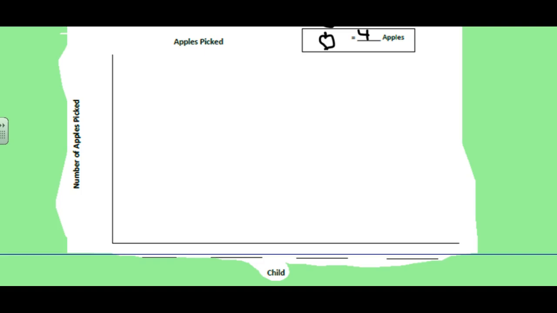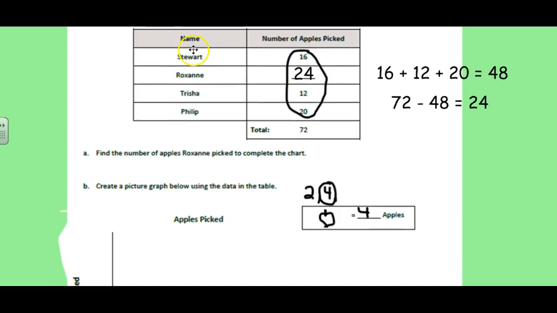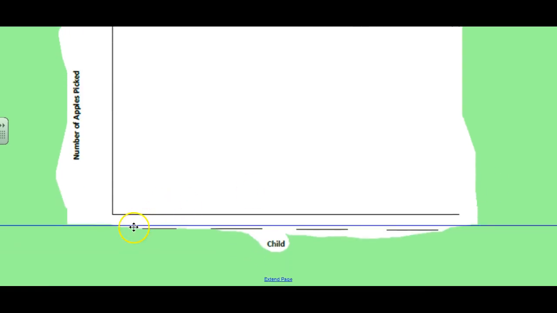So we need to label our picture graph. Down here it says child, so there's 4 different spots because there's 4 different kids. So we need to put Stuart, Roxanne, Trisha, and Philip down here at the bottom. So go ahead and do that now on your problem set.